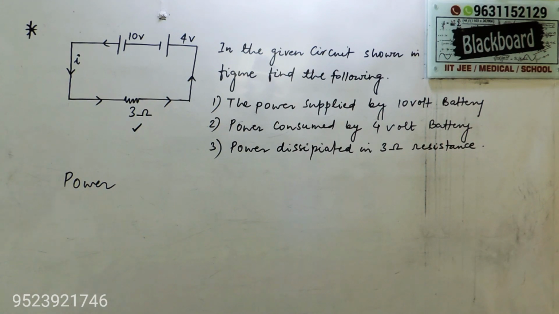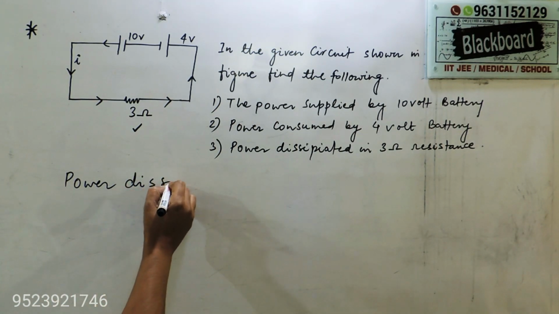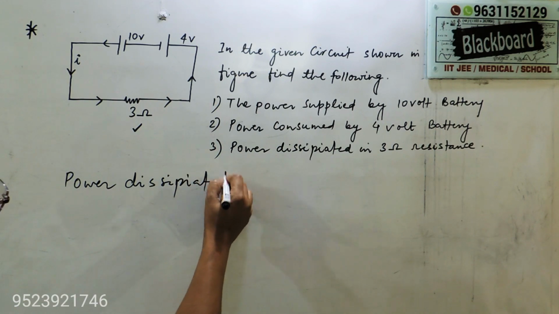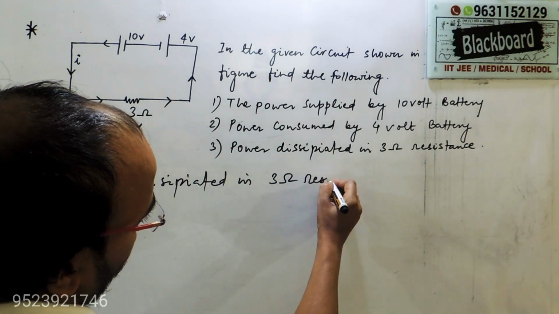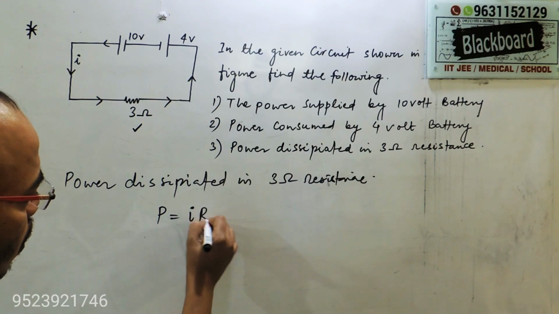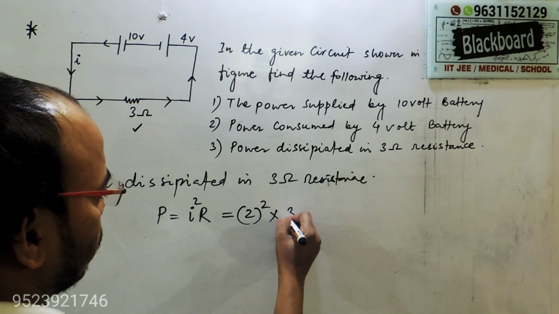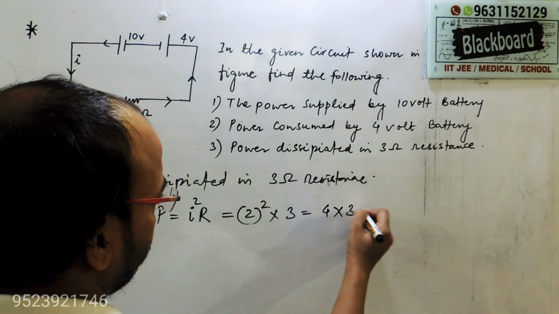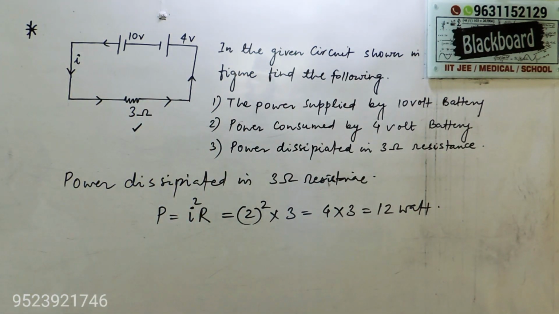Power consumed by the 3 ohm resistance. Power dissipated in the 3 ohm resistance: P equals I square R. I is 2, squared, and R is 3. That means 4 into 3, which means 12 watt is the power dissipated in the 3 ohm resistance.